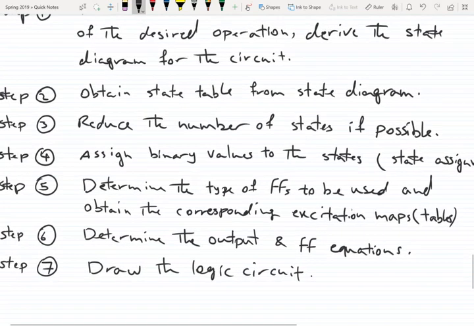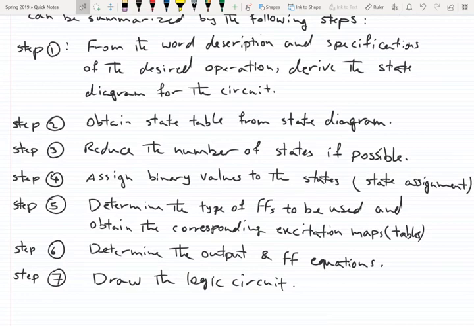Okay, these are the 7 steps that we use to design a circuit. Sometimes we start from step 1, but sometimes we start from step 2. Sometimes we have more descriptions and we are supposed to find the state diagram and then obtain the state table. Sometimes the state tables are given and we just need to move from step 2 forward to steps 3, 4, 5, 6, and 7. Any question?